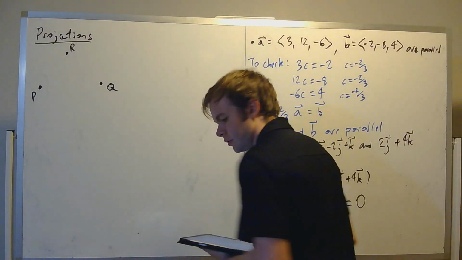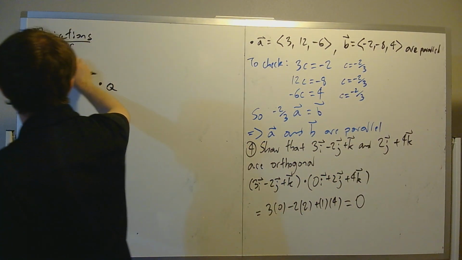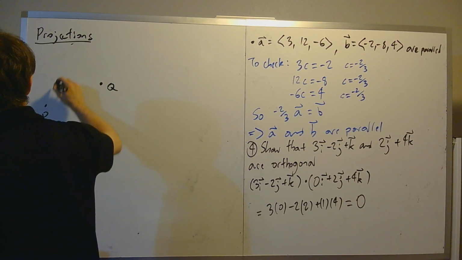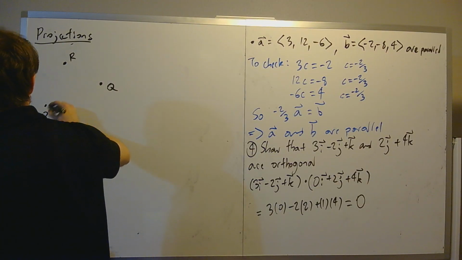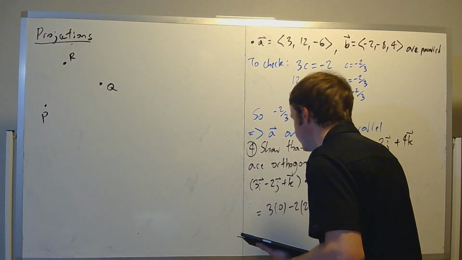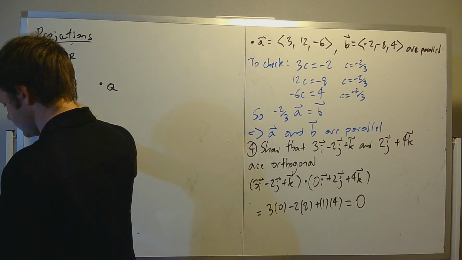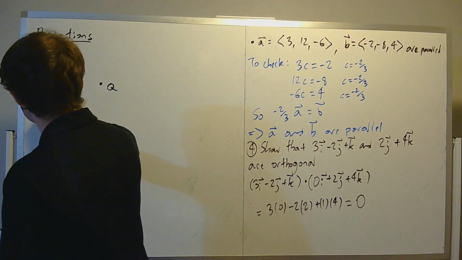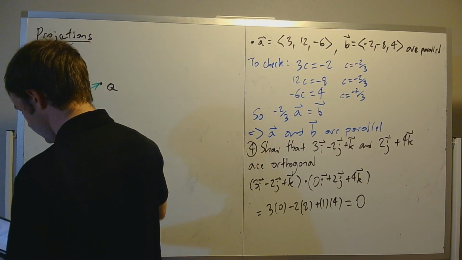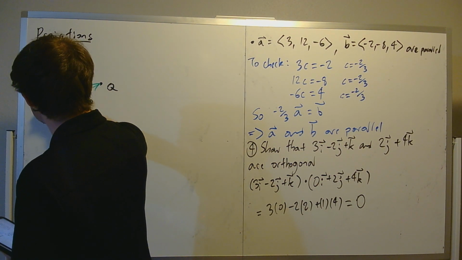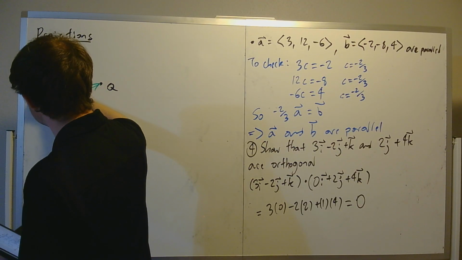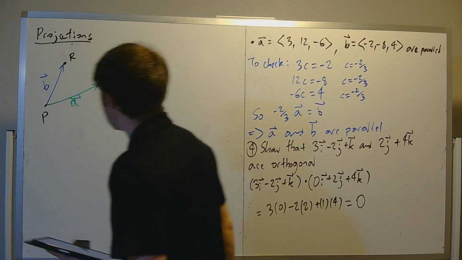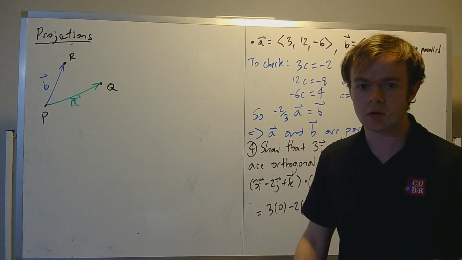Actually, sorry, let me draw this a little bit lower. So we've got P here and R here. Okay. So we've got a vector from P to Q. Let me use a different color. I'll use this color. So we've got a vector from P to Q, and we've got a vector from P to R. Let's call this vector B, and this vector A. And we're going to look at projecting B onto A.